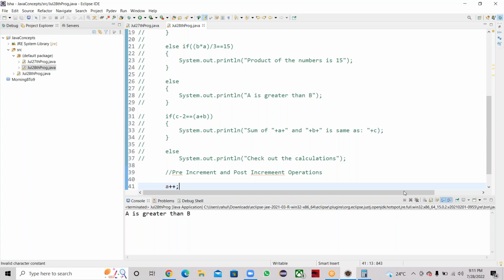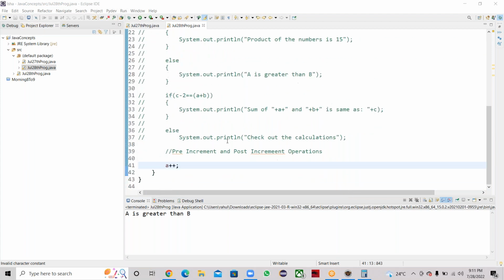Rahul, I have one doubt. Go ahead. If, else if, and we also have while and do while. That comes under looping, not under conditional statements. We'll discuss all those things. Okay.